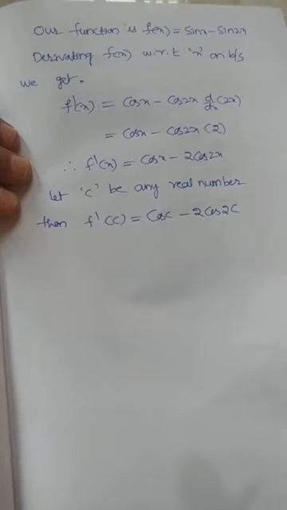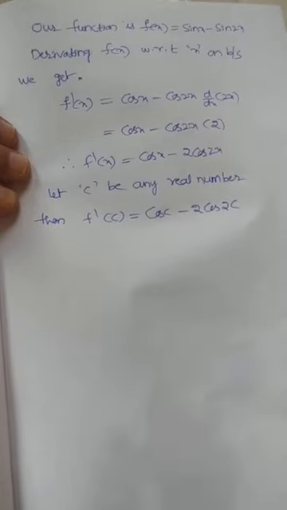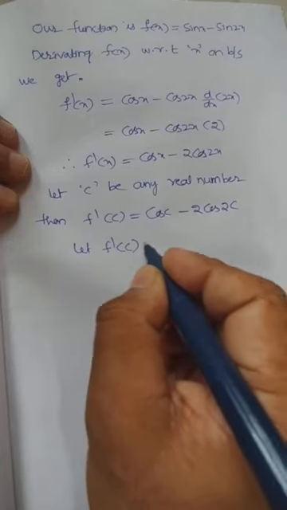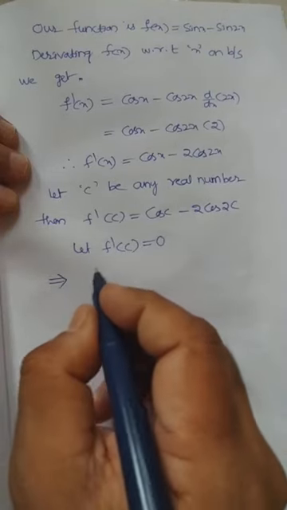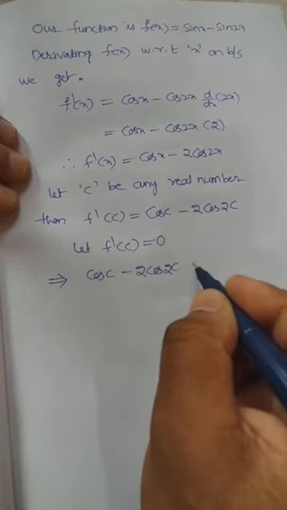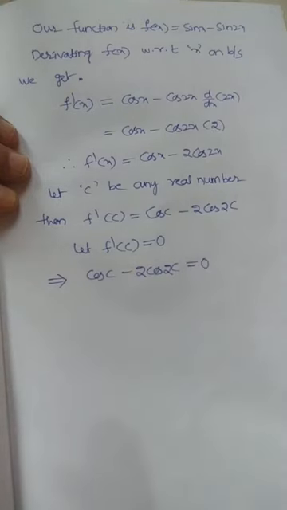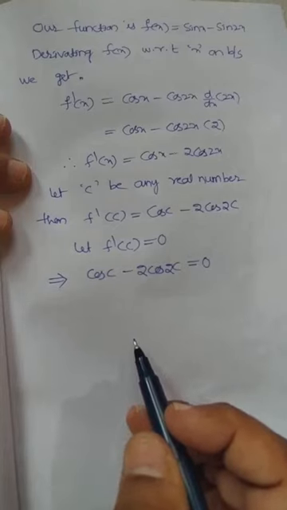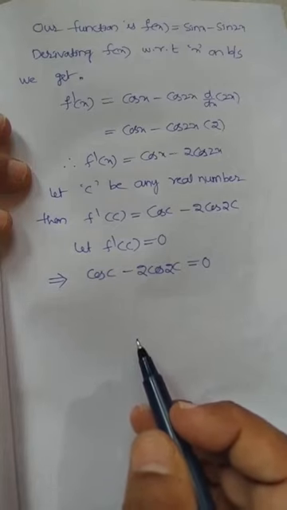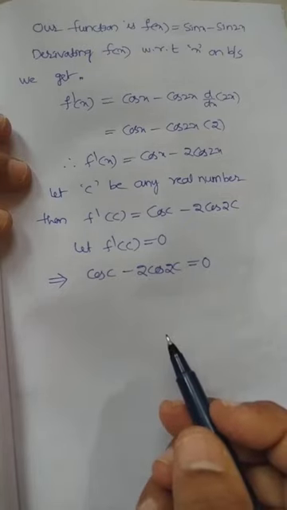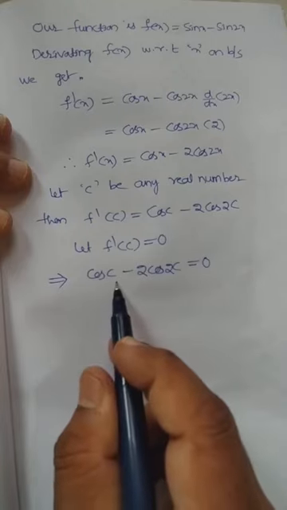Okay. The next step is to equate the f dash of c value to 0. So let f dash of c be 0. That implies cos c minus 2 cos 2c is 0. From this equation you have to find the c value and show that the c value lies in between 0 to pi. Then the given function will be verified for Rolle's theorem. So you have to get the c value first.